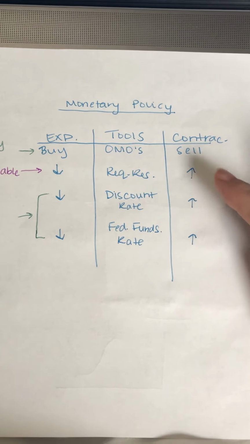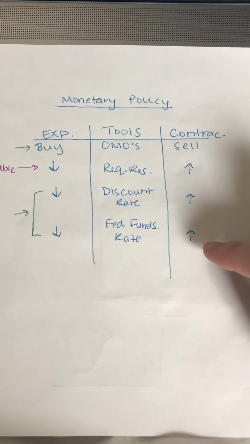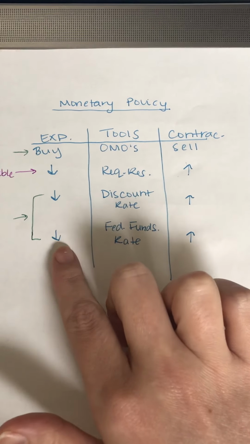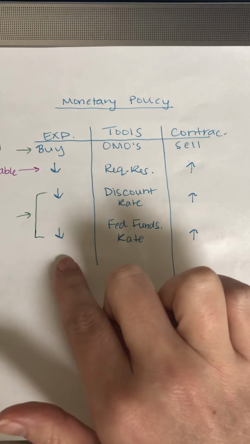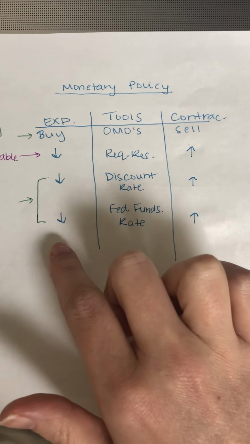So right now we know with coronavirus, they're really worried about hitting a recession. So right now we're in expansionary policy where they're dropping these rates, trying to encourage people to keep spending even though we're all kind of stuck at home.